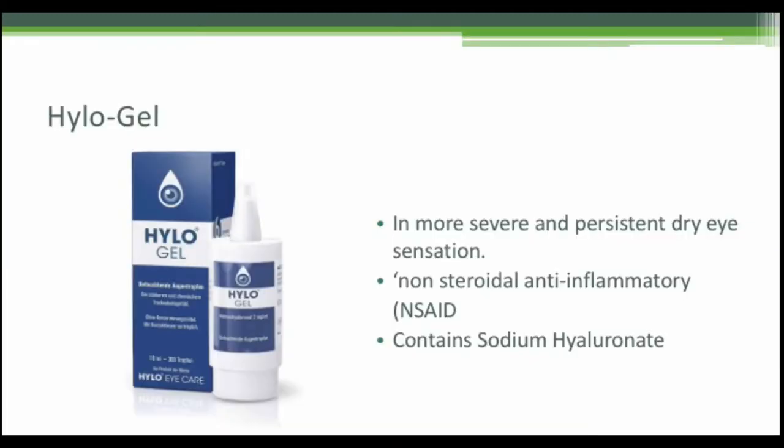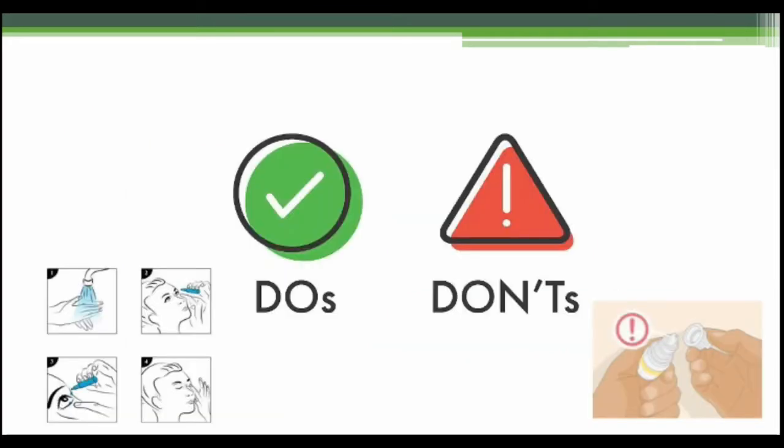Hylogel is for more severe and persistent dry eye sensation. It belongs to a class of medications called non-steroidal anti-inflammatory drugs, or NSAIDs. It contains sodium hyaluronate in its eye drop, gel form, and injection. Hylogel do's and don'ts. Do's: should be used according to personal feeling and or instructions given by the eye doctor.